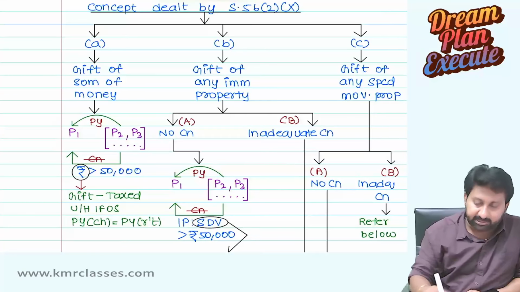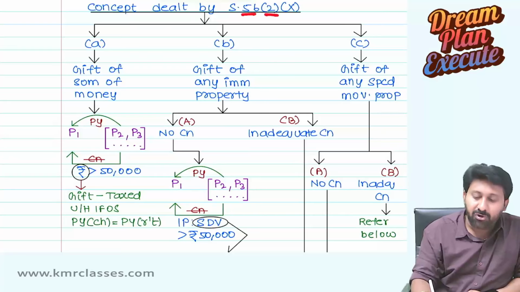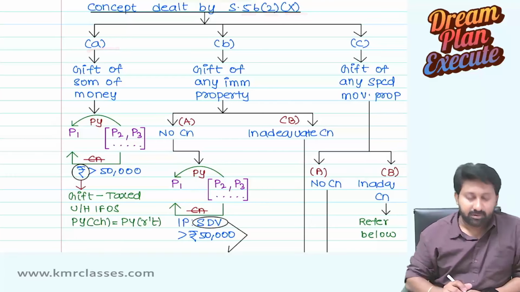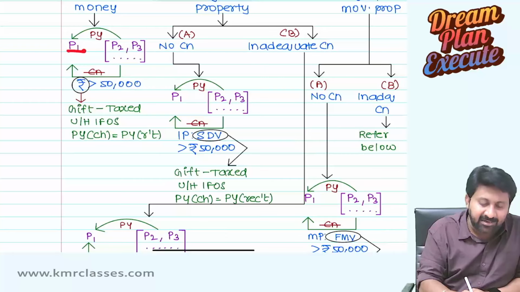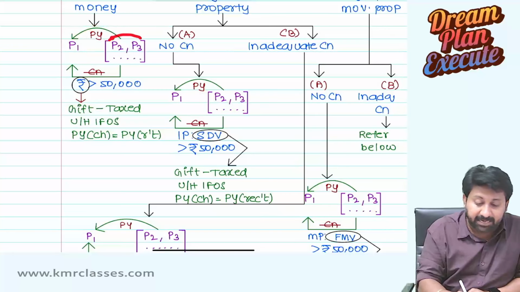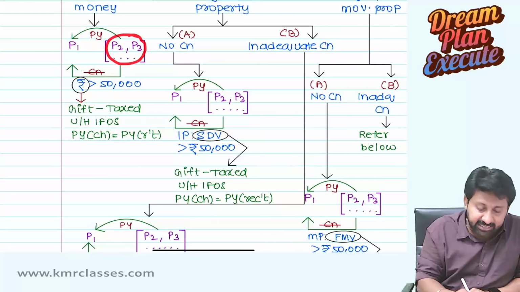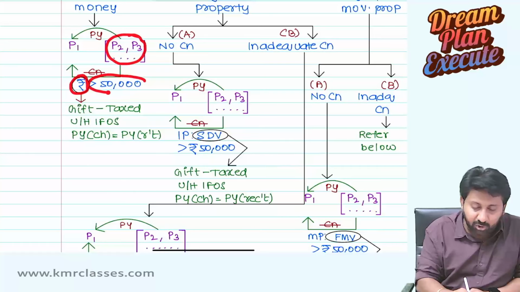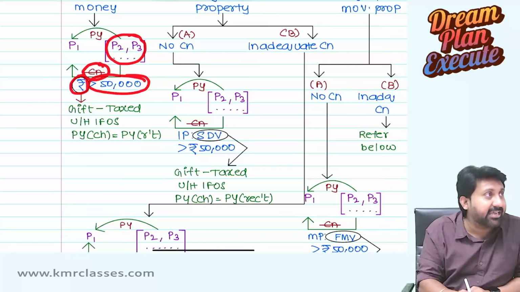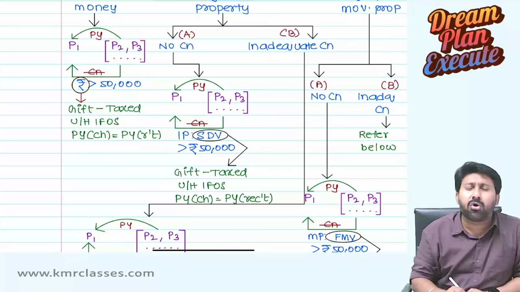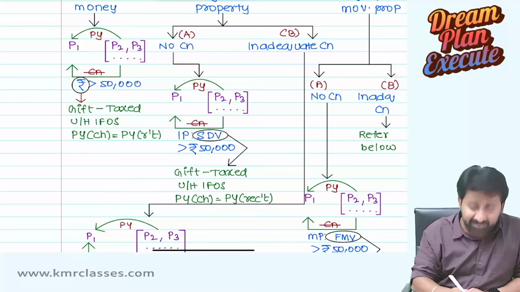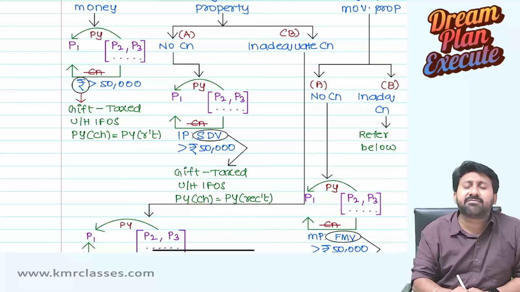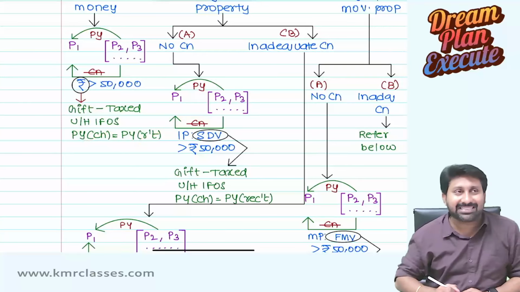There are three parts. Section 56, subsection 2, clause 10, subclause A: gift of sum of money. Where any person receives during the previous year from any person or persons any sum of money exceeding rupees 50,000 without any consideration, the whole of such sum of money will be taxable as a gift under the head IFOS. Previous year of chargeability will be the previous year of receipt.